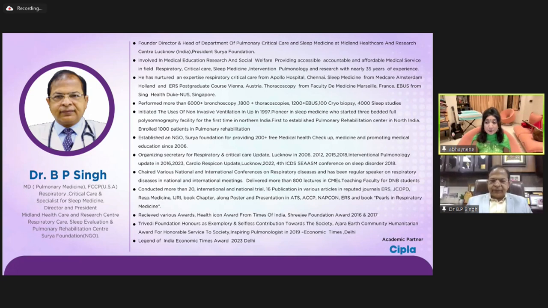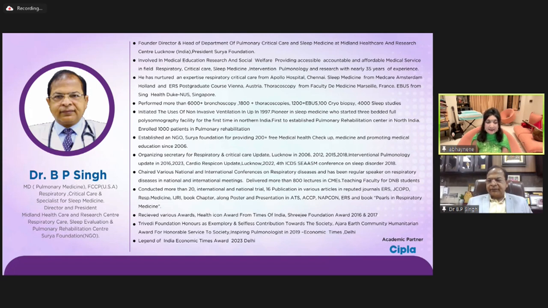So Dr. BP Singh requires no introduction whatsoever. He is the most dignified, the most brilliant, the most celebrated, and the most fabulous pulmonologist of our country. He is the founder, director, and HOD of pulmonary critical care and sleep medicine at Midland Hospital, Lucknow. And he's the president of Surya Foundation. He's been involved in medical research center, social welfare. He has been doing such fantastic work. He has been really a pioneer when it comes to interventional pulmonology in Lucknow, with 6,000 plus bronchoscopies, 1,800 plus thoracoscopies, 1,200 plus EBUSes, 100 cryobiopsies, 4,000 sleep studies, and so much more.